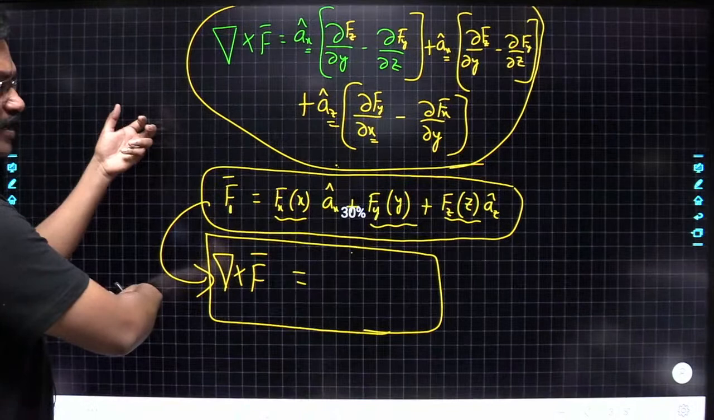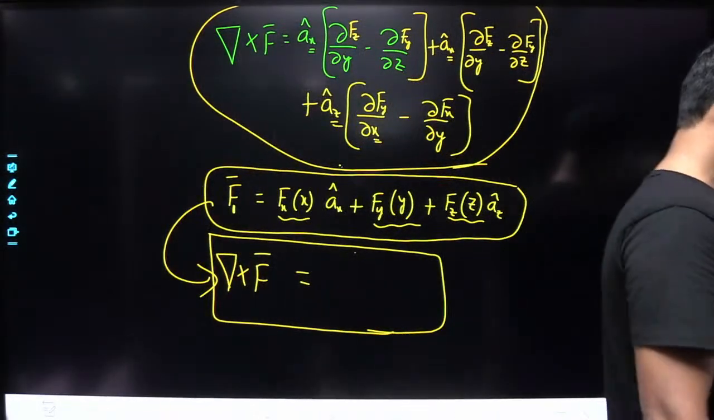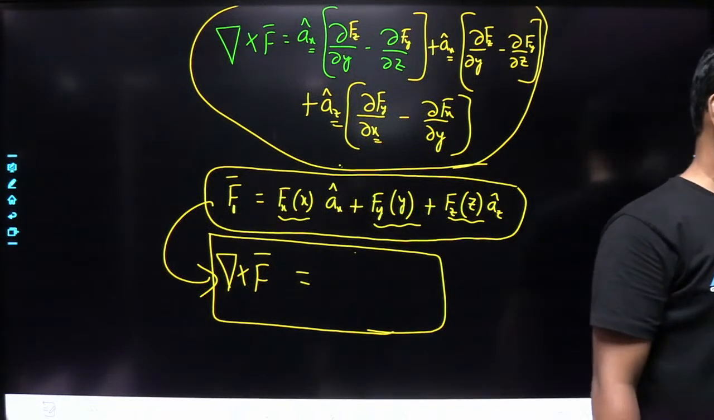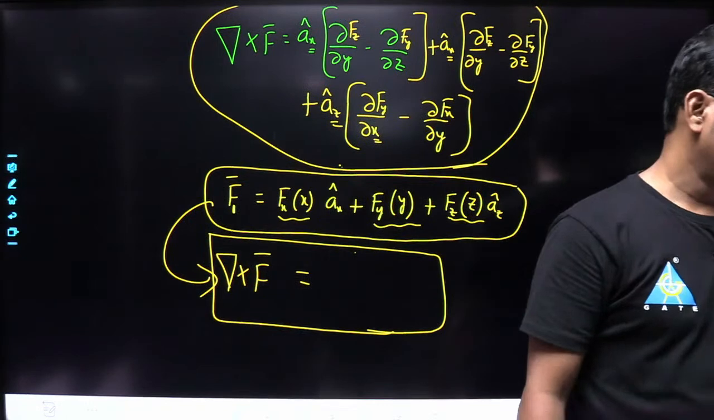What are you going to get? If the x component is a function of only x, the y component is a function of only y, the z component is a function of only z, then what is the curl you are going to get? Tell me here.